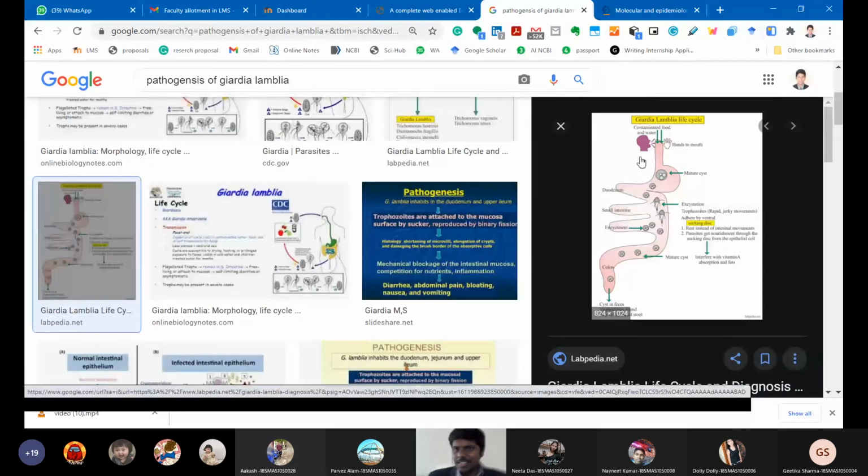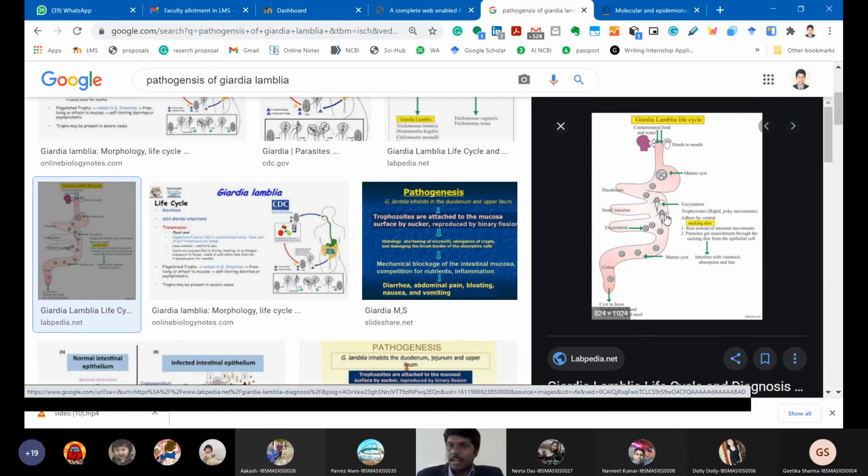See, if you consume any contaminated food or water through your hands, the parasite will enter the mouth, and the parasite cyst will enter the stomach. In the duodenum and in the jejunum of the small intestine, the cyst will undergo excystation. Excystation means the change from cyst to trophozoite. So after excystation, the trophozoite will live happily in the small intestine.